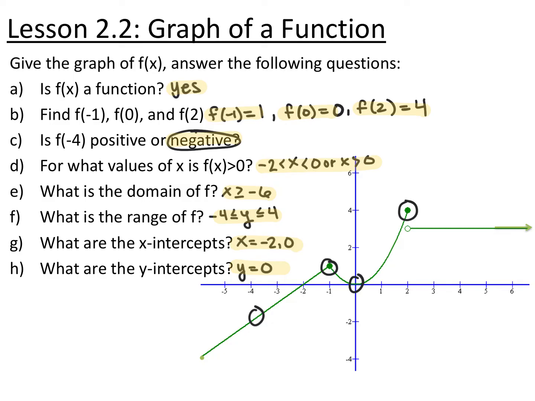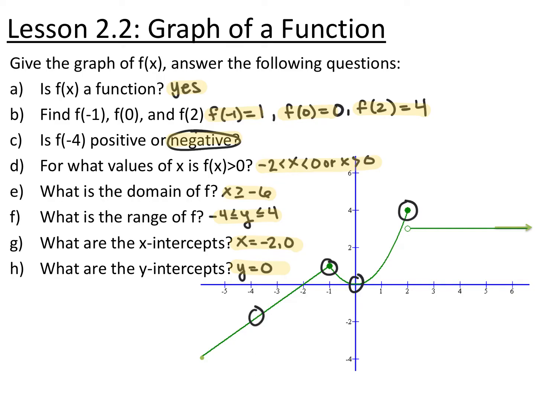Find the values of f of -1, f of 0, and f of 2. So at x equals -1, y is 1, so f of -1 is 1. At 0, f of 0 is 0. And at 2, f of 2 is 4. We want to do the included one, not the open circle. Is f of -4 positive or negative? f of -4 is down here, so therefore it would be a negative value.